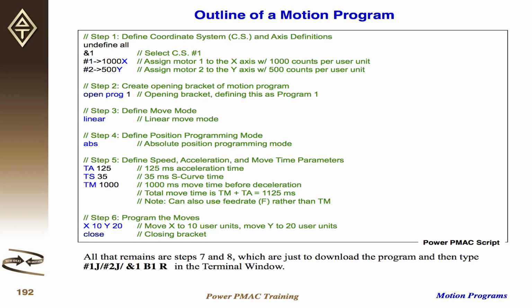And then to run this program, you would put it into your motion programs folder, right-click on your project name, issue a download all programs, and then type #1j/ #2j/ to close the loops on motors 1 and 2, since those are the motors involved in the coordinate system. And then &1b1r to run program 1, which is how we defined it, in coordinate system 1, which is also how we define the coordinate system, from the terminal window. Note that in order to run a motion program, all motors in your coordinate system must be in closed loop mode before you can start it.